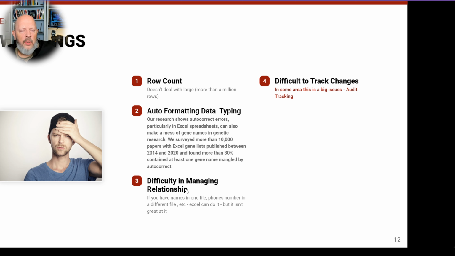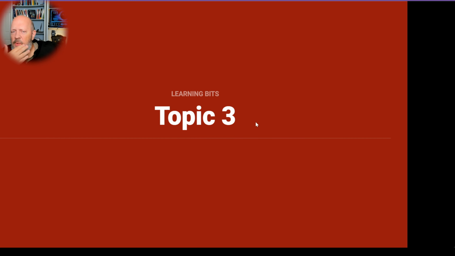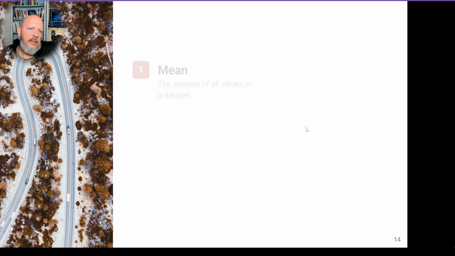Excel doesn't always work really well when you're managing relationships. I mean, say you have one Excel document and it links to another Excel document and it links to another one. Sometimes those don't always work really well. That's something that SQL is very good at, tracking changes. In terms of legal obligations, sometimes you might have audit obligations.